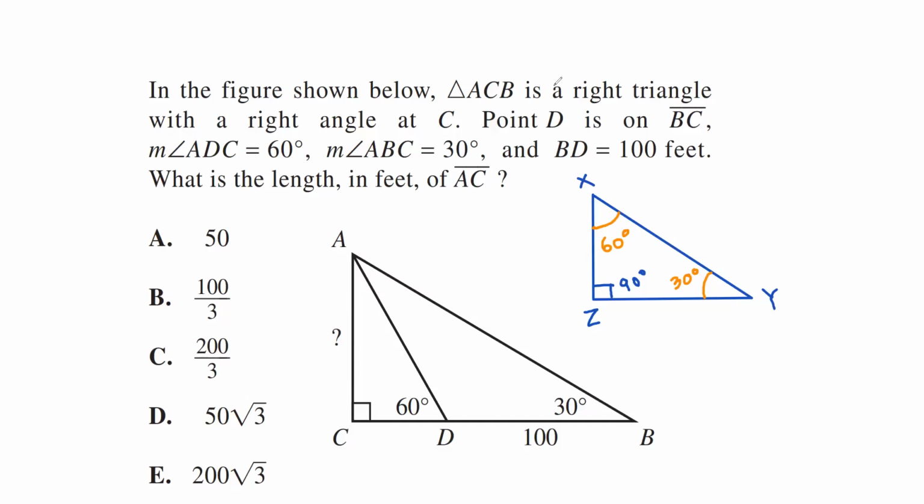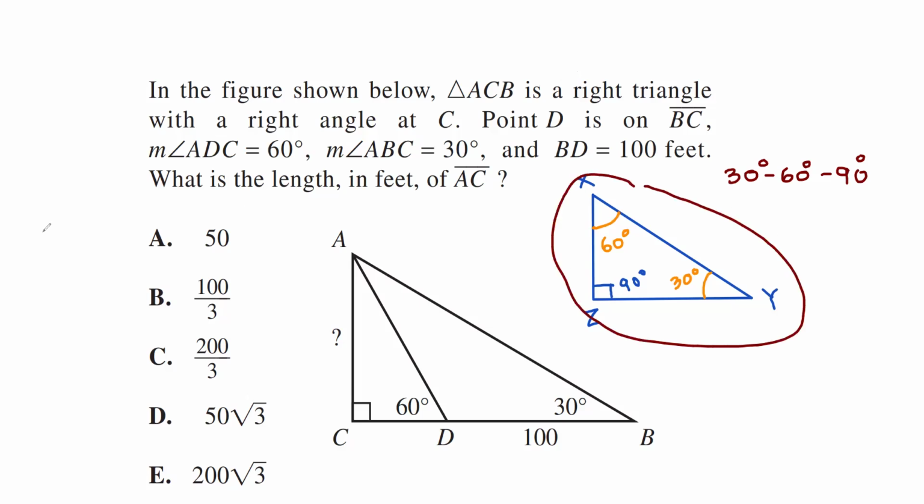Hi everyone. Today I'm going to take one more question from ACT papers. But before doing that, we need to remember a special right angle triangle, that's the 30, 60, 90-degree special right triangle.